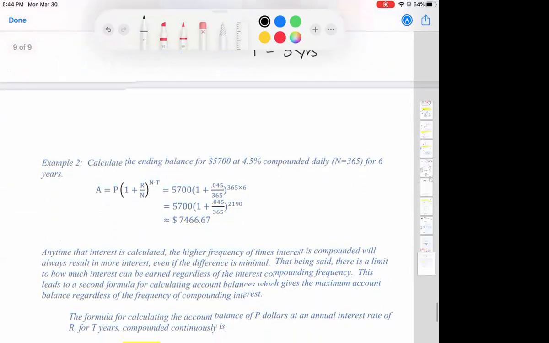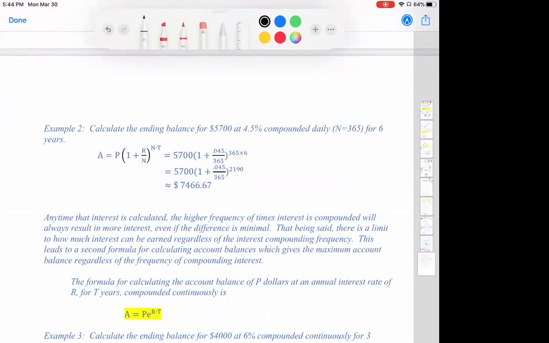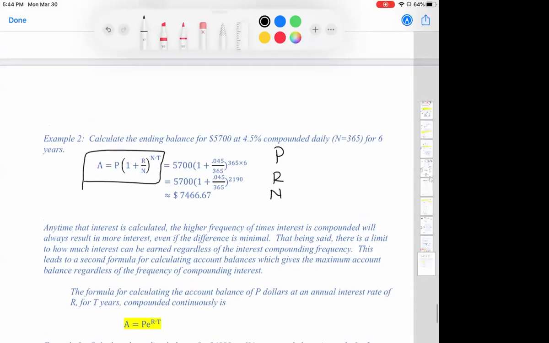Let's do example 2. Calculate the end balance for $5,700 at 4.5% compounded daily for 6 years. Whenever you have something that requires a formula, write down your formula. Your very first step is to write down your formula, and then you can start filling in what you need. I need a P, I need an R, I need an N, and I need a T. Let's go ahead and find all these pieces. P is your initial amount, your principal, so 5,700. R is always your percent, so I'm looking for a percent sign. I see it right here, 4.5%.